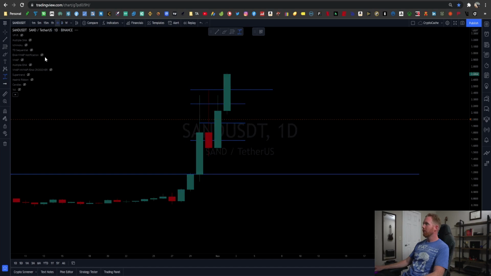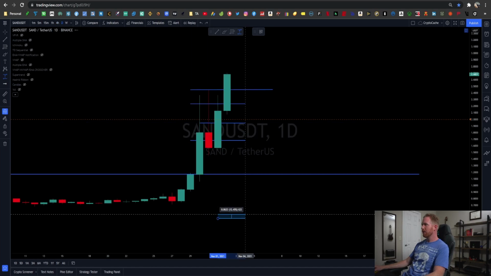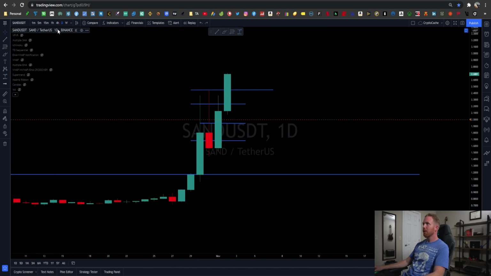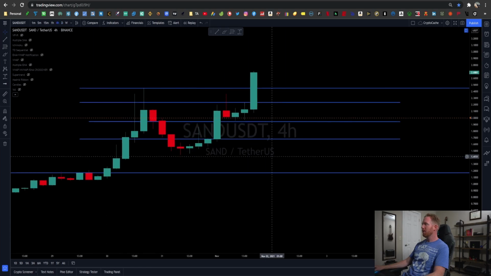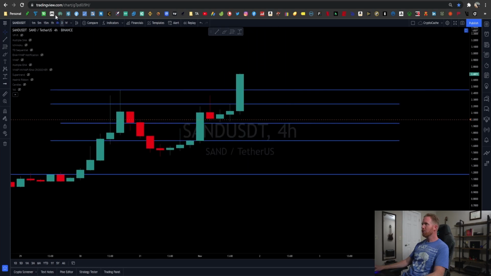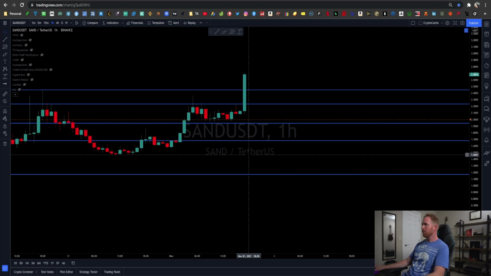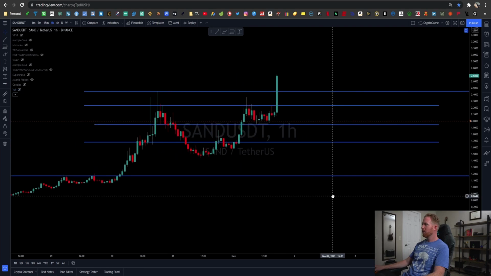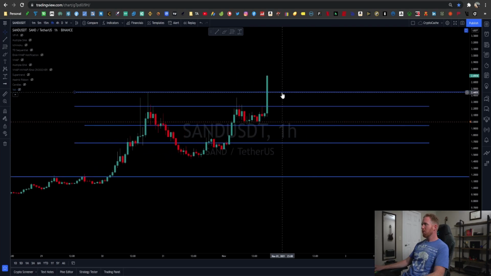Let's take a look at the 4-hour chart, kind of see what's going on here. So here is that pump. Sorry, one second. Here we go. Here's that pump that we're looking at, and this literally just happened. So we see this 1-hour chart here. You can kind of see what's going on. It is breaking its all-time high. And you know, when Sand breaks its all-time highs, it tends to go on a pretty strong tear. So there's a good chance we might see this continue to the upside.